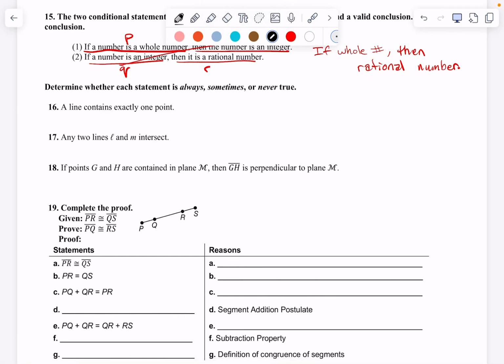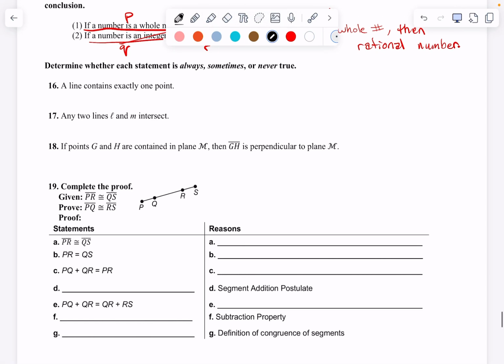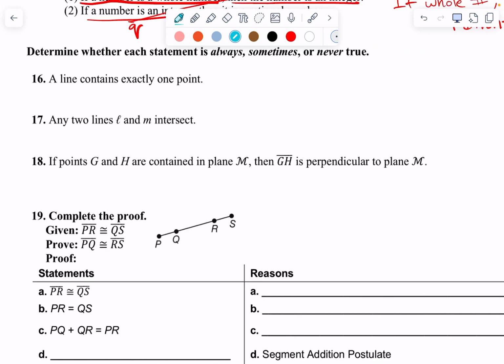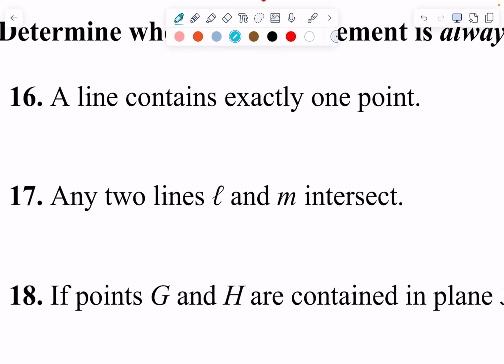Okay, Aubrey, we are on chapter 3 review. We're starting at 16. Always, sometimes, never. There's 3 questions. Always, sometimes, never. So here we go. 16. A line contains exactly 1 point.